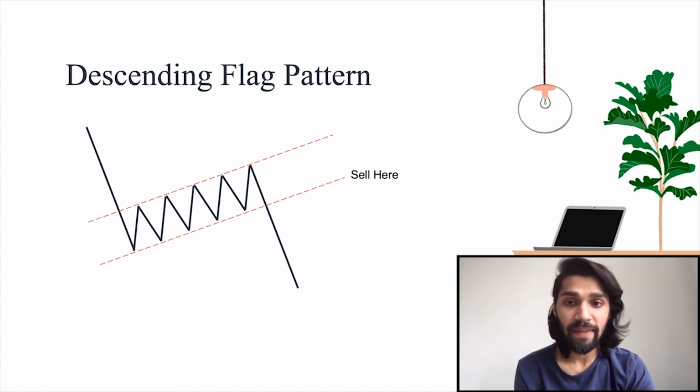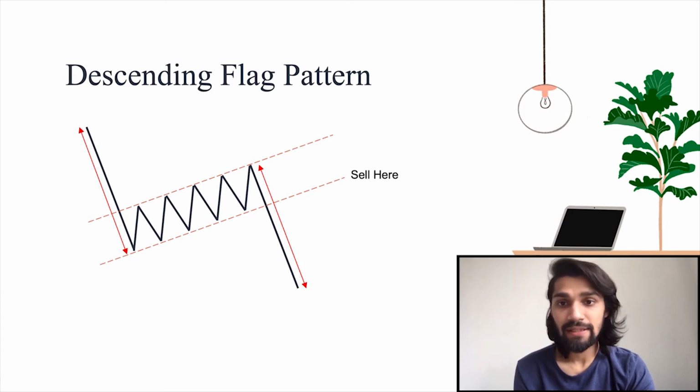The price is expected to move as many points as the pole of the flag, or you can also say the next immediate support. Your stop loss again can be around 3 to 4% of your capital. Let's look into an example.